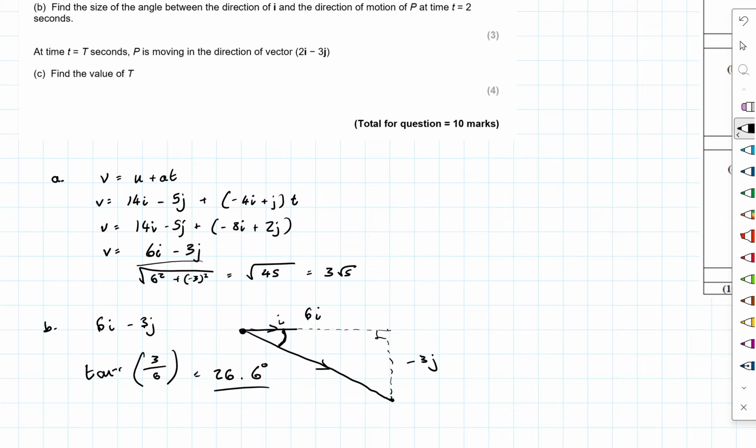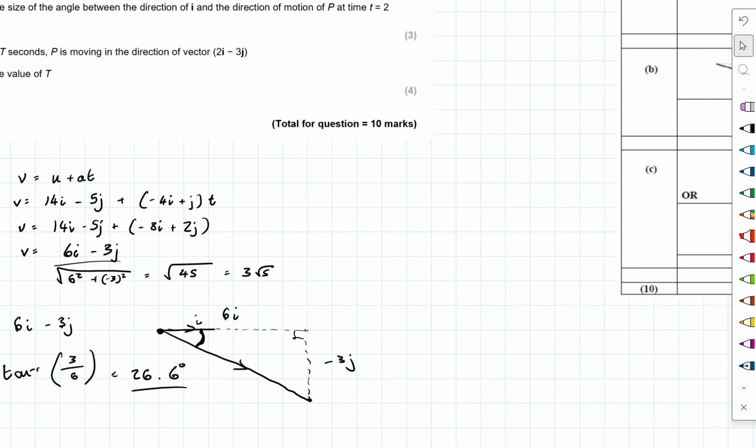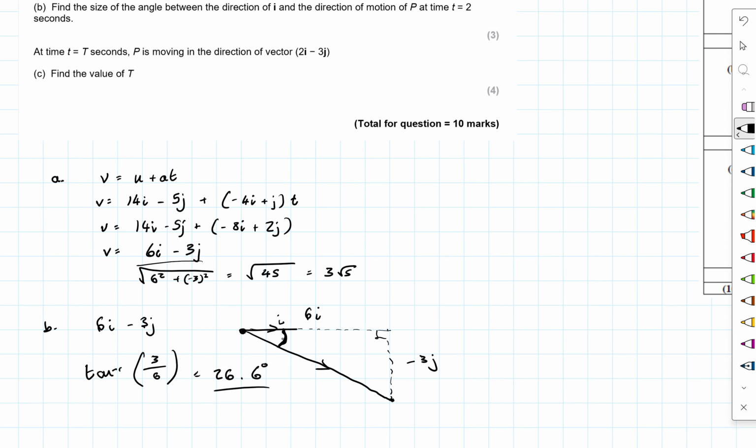I'm not asked for a bearing, so I don't need to do 3 digits. 26.6 is fine. I'm not measuring from north. It's literally just that angle there. You would also be allowed, and if you look at the mark scheme here, you would also be allowed this angle around the outside as well. So you could do 360 minus 26.6. I don't know why you would, but you would be allowed that, because either of those is the angle between the direction of i and the motion of P.